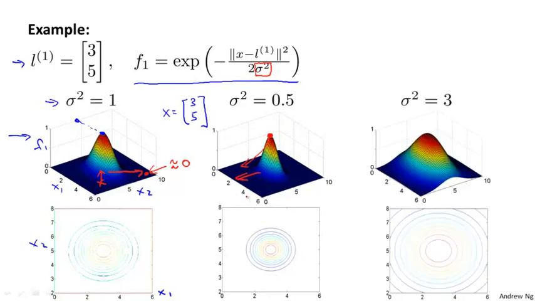And conversely, if you were to increase sigma squared, so here I've set sigma squared equals 3, in that case, as I move away from L1, so this point here is really L1, right? L1 is at location (3, 5), shown up here. And if sigma squared is large, then as you move away from L1, the value of the feature falls away much more slowly.